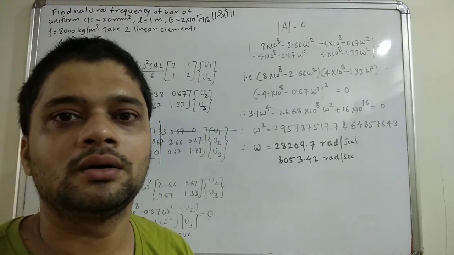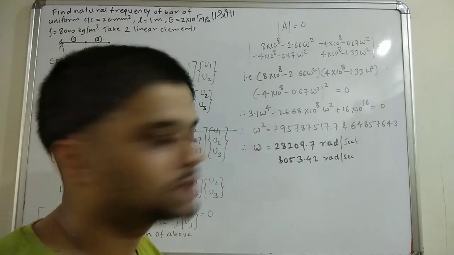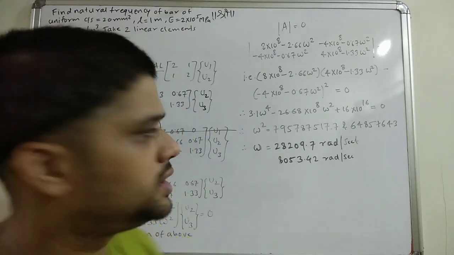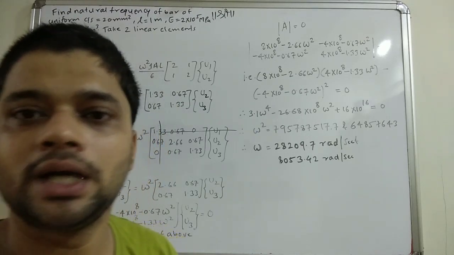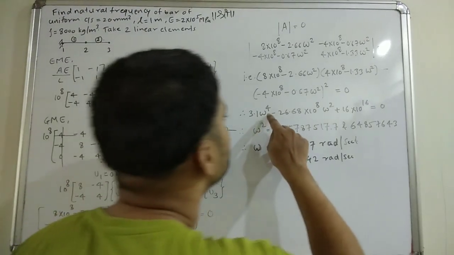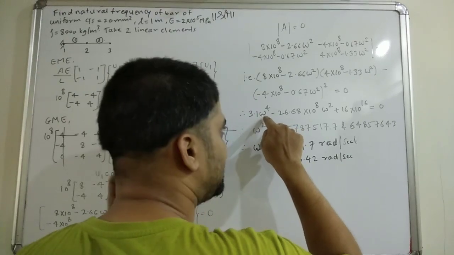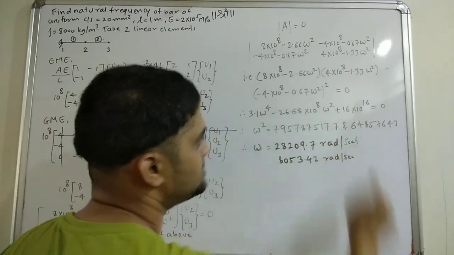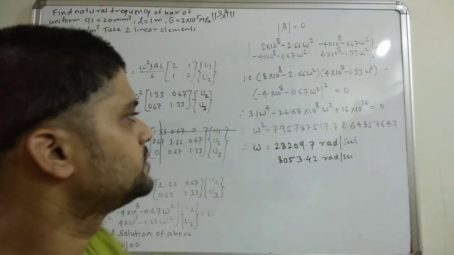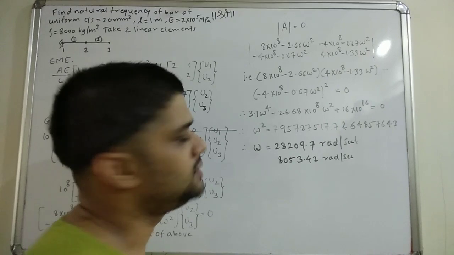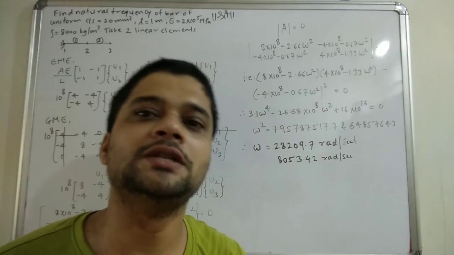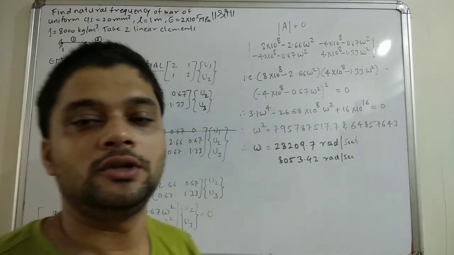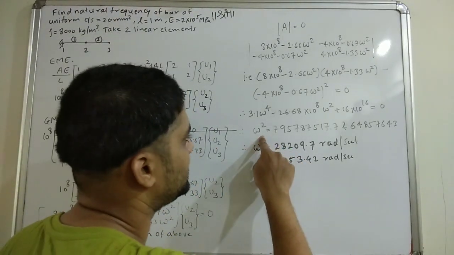It is an equation with degree 2. So I can put in these coefficients, 3.1, minus 26.68 and 16 into 10 raised to 16, of course with 10 raised to 8 over here as well, and get the answer. The answer will eventually be in terms of omega square. So that's what I have written over here.